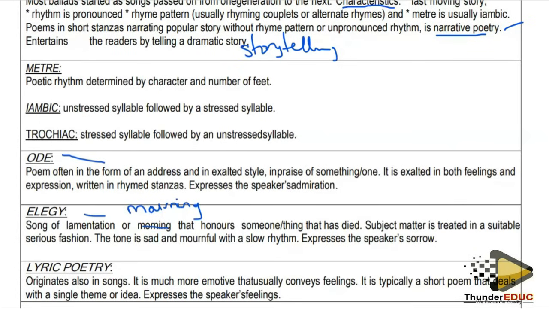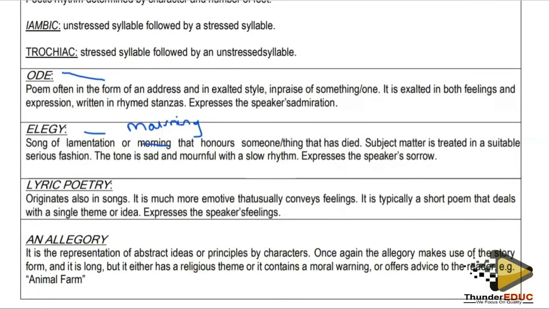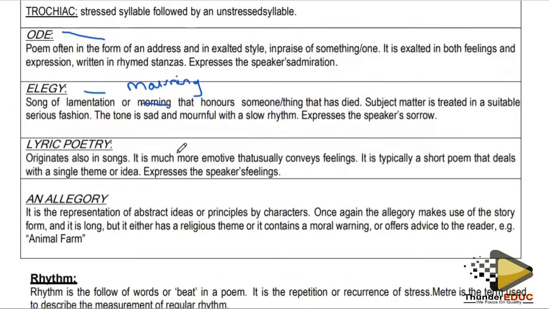Is this poem an ode? You must be able to know this when we start our poetry. We have a lyrical poem. It is much more emotive and usually conveys feelings. It's a short poem that deals with a single theme or idea and expresses the speaker's feelings. So a lyrical poem will always have so much emotion in it, but it is a short poem with only one idea. Which means we'll have to know our poems very well to know if we have a lyrical poem or an elegy, or if we are going to an allegory.